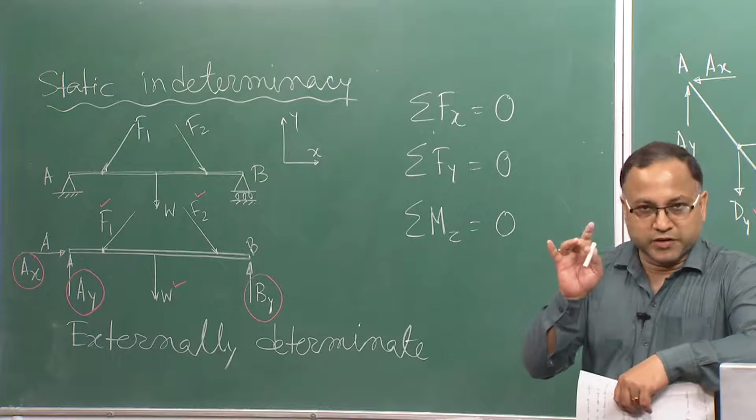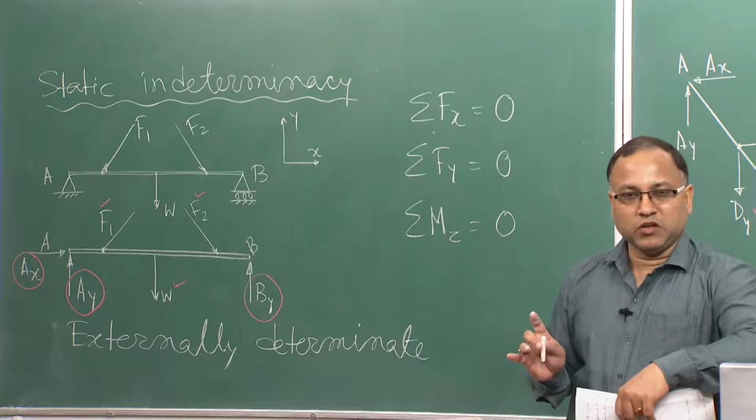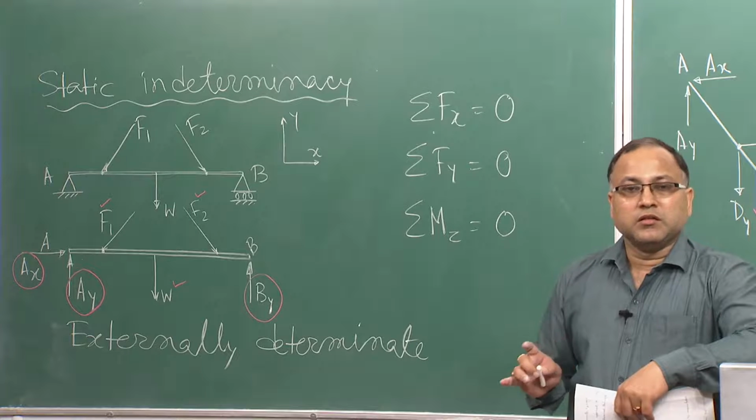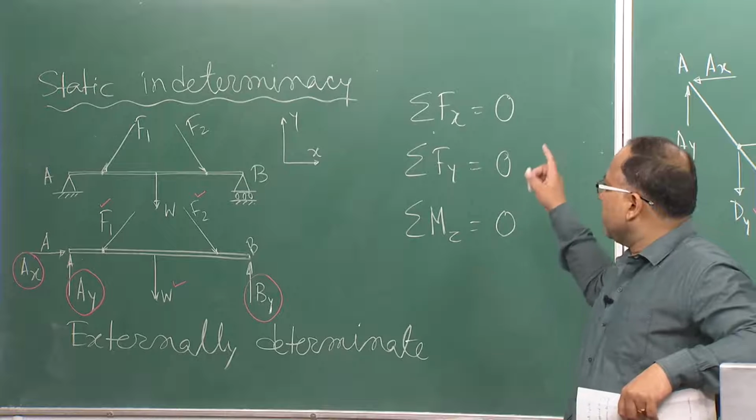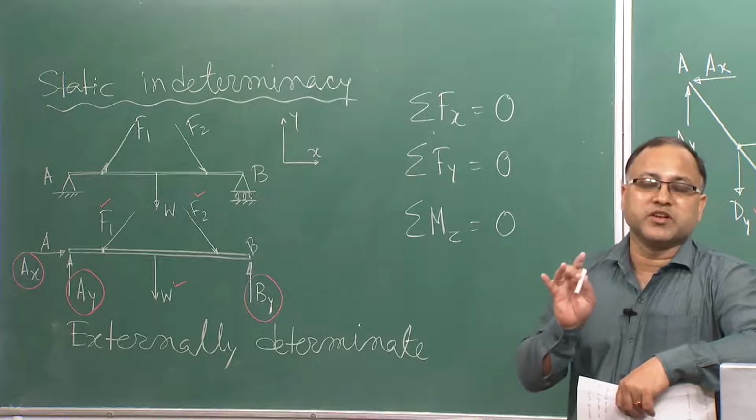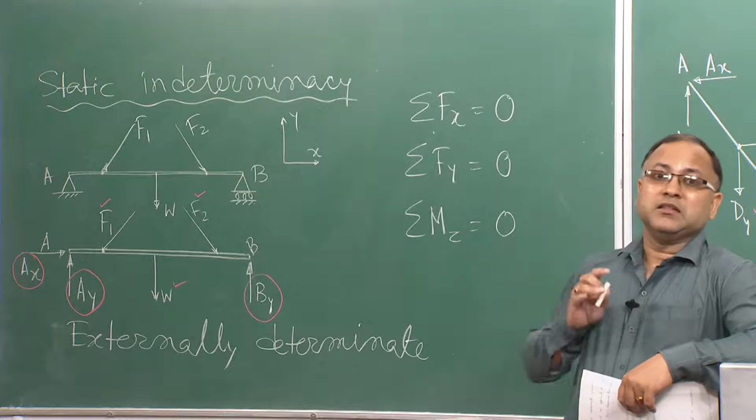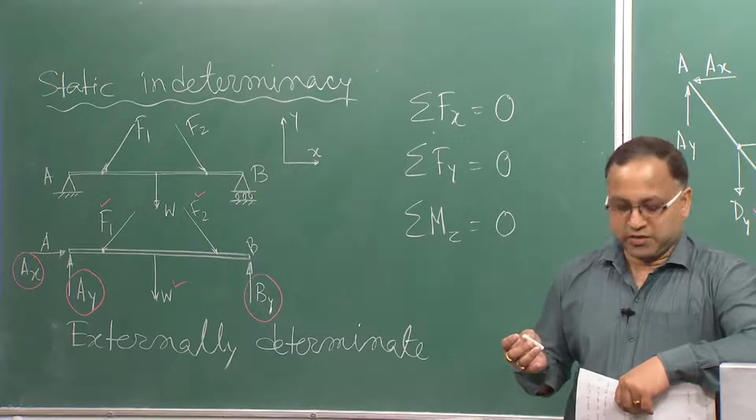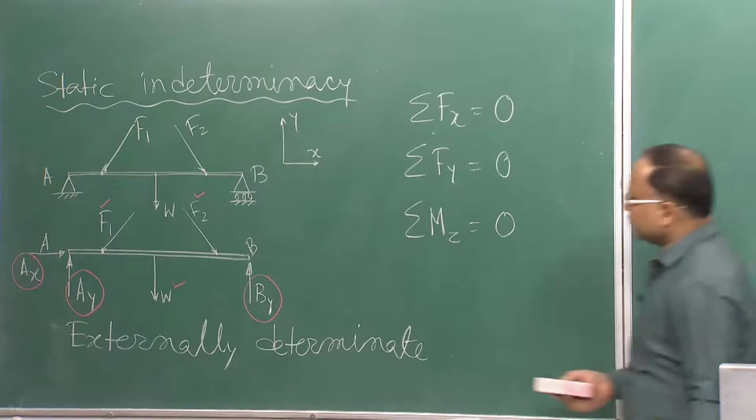Try to understand the definition. A determinate structure is that structure for which the unknowns can be obtained by using the available equations of equilibrium. That is the definition of the determinate structure. If you cannot find them, then the structure will automatically be an indeterminate structure. So, let us see the indeterminate structure.